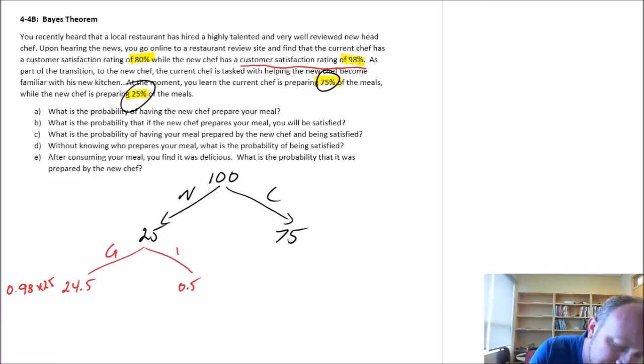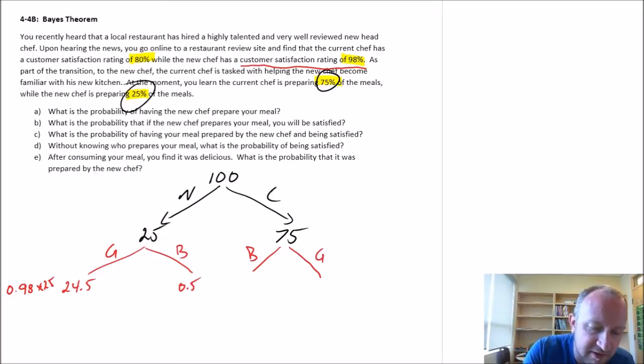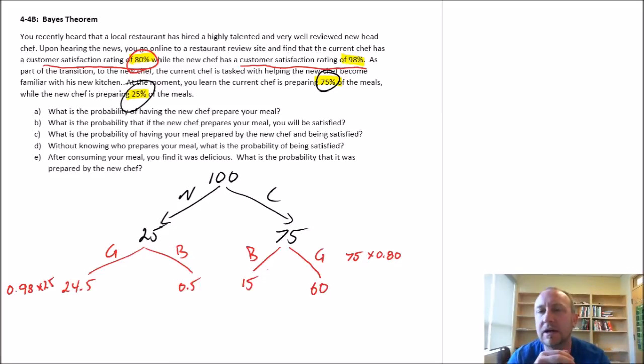And that's the same calculation for the current chef. The current chef has a customer satisfaction rating of 80%. So of those 75 meals, 80% of them are good. This gives us 60 good ones and leaves 15 not good ones, bad ones. So there we have 100 meals, and we've got it broken down by who's producing them and how many are good and how many are bad.